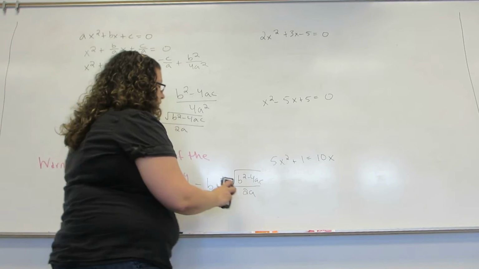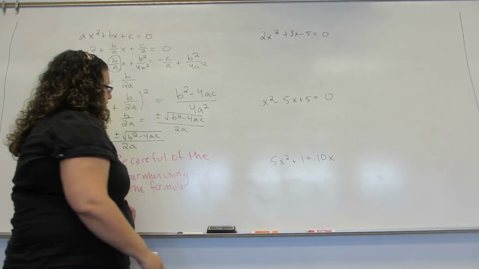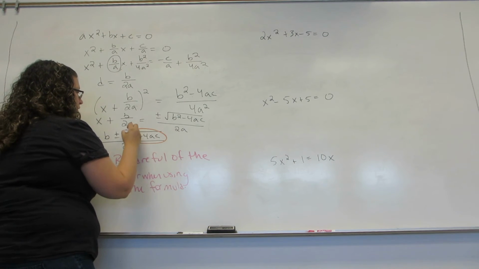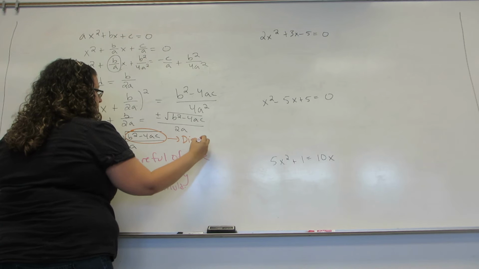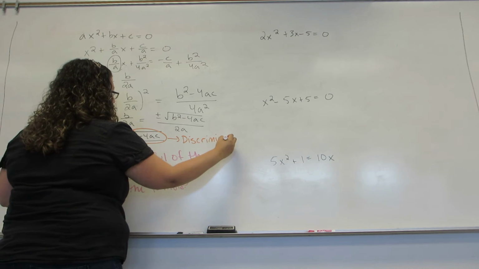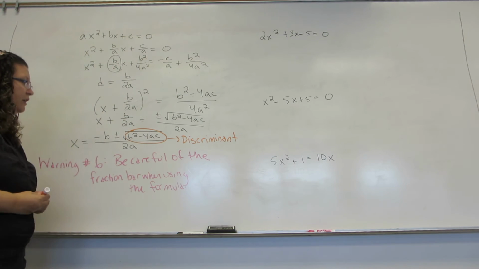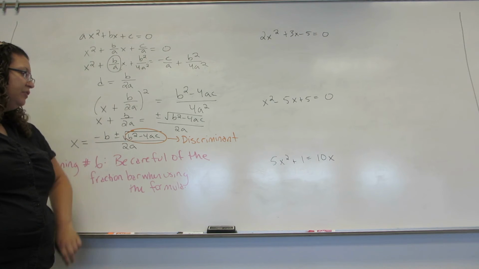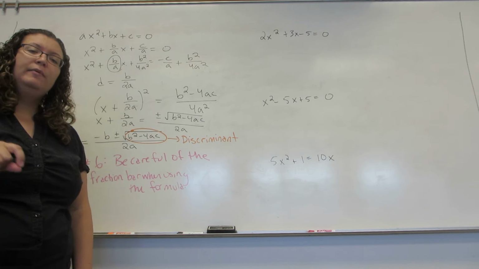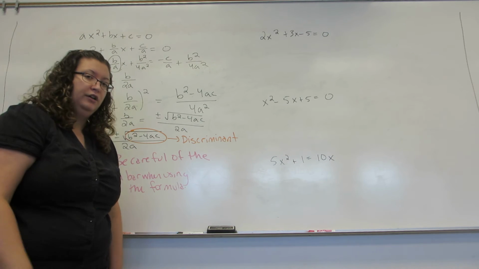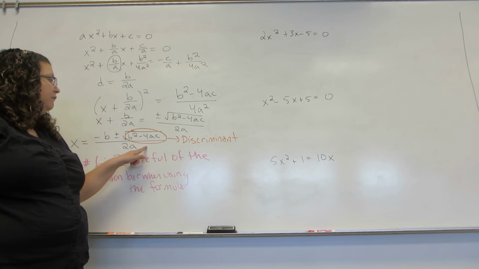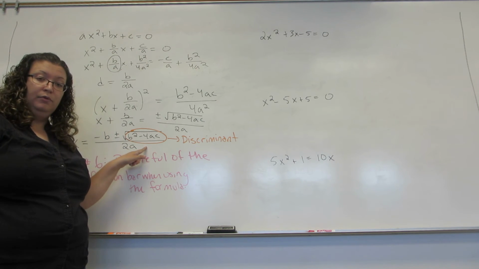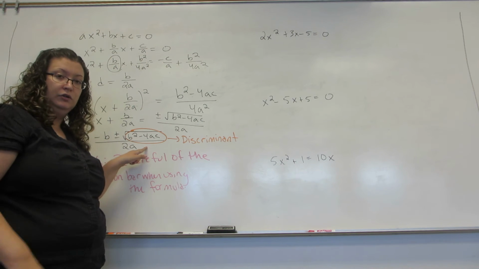Now, another interesting thing about the formula is this portion inside the square root. This is called the discriminant. Now, to discriminate means to decide between or to segregate. And what this discriminates between is how many answers you're going to get to your quadratic equation. If this number, the discriminant, is a positive number, you're going to have a square root of a positive number, you're going to get 2 real answers.